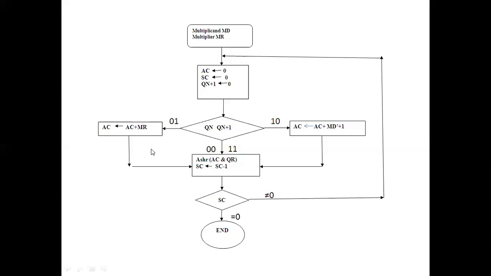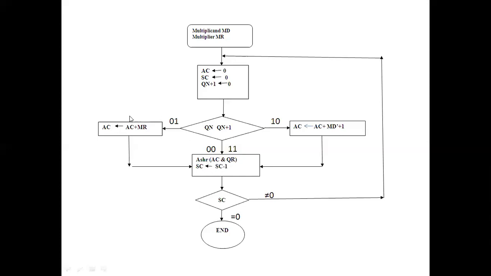Next we check one more thing, whether the values are equal or not. If the values are not equal, it can be either 0 1 or 1 0. But if they are equal, that means both qn and qn plus 1 are either 0 0 or 1 1. If it is 0 0 or 1 1, we use the arithmetic shift right between the accumulator and the qn, and we decrement the SC.